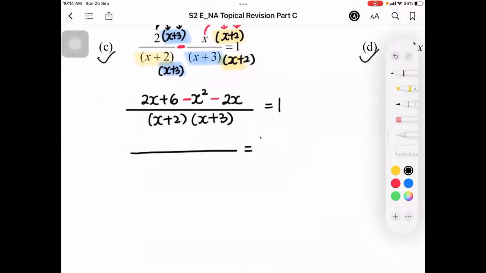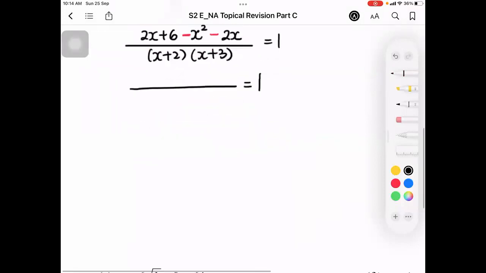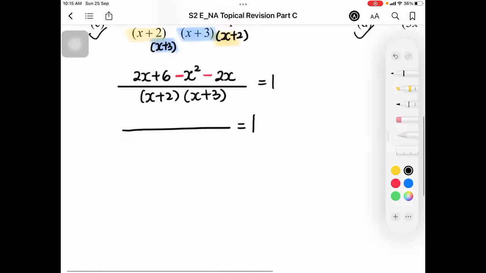Okay, then next step. This one is equal to 1, so we don't need to worry too much about factorization or cancellation. We do it much later. Okay, let's see if I got space. Then this one I rearrange. I get negative x squared. The 2x and the negative 2x cancel away, plus 6.